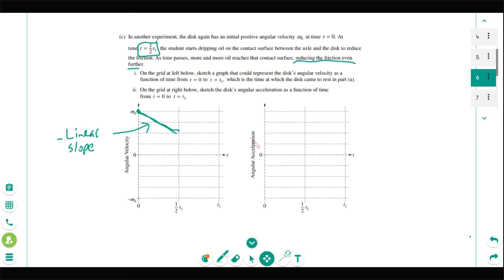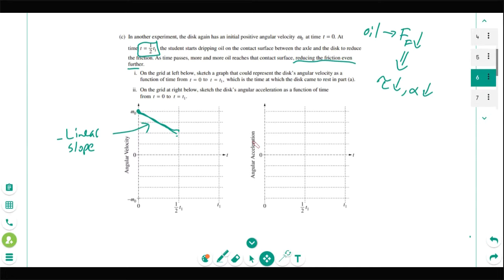And now, what's the oil going to do? The oil reduces friction, which means that our torque goes down, which means our acceleration goes down, which means, yeah, we should see some sort of abrupt curve going on here.